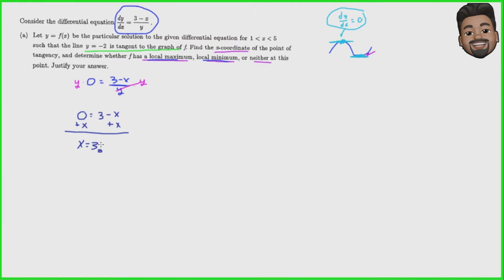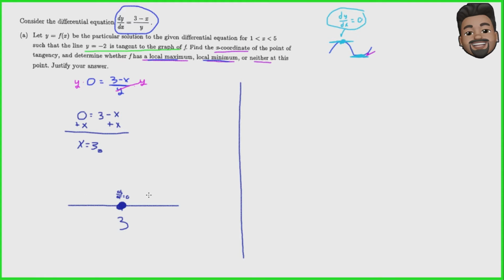Now we need to determine whether f has a local maximum or a local minimum. Well, we can approach this in two different ways, by the way. It's totally up to us to decide how we want to do this. But what we have to do now is a line test, something like this right here. We know that dy/dx at this point is 0. Well, we need to know, does it go from positive to negative or negative to positive?